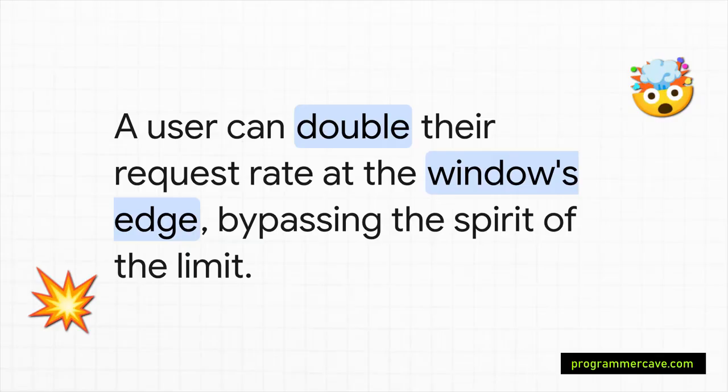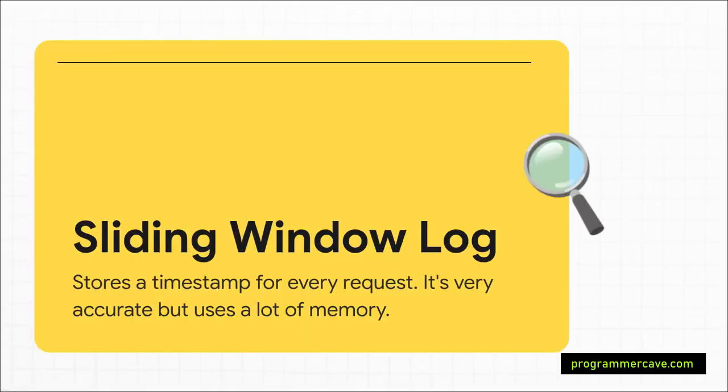And then as soon as the clock ticks over, they send another 100 requests at 12:01. Bam! That's 200 requests in just 2 seconds, completely bypassing the whole spirit of the limit. So, to solve that problem, you could use something called the sliding window log.